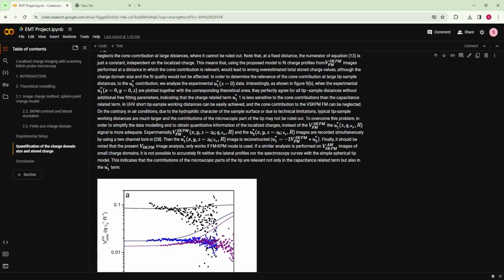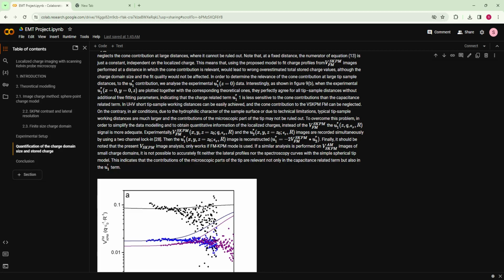can be neglected. On the contrary, in air conditions, due to the hydrophilic character of the sample surface or due to technical limitations, typical tip sample working distances are much larger, and the contribution of the microscopic part of the tip may not be ruled out.